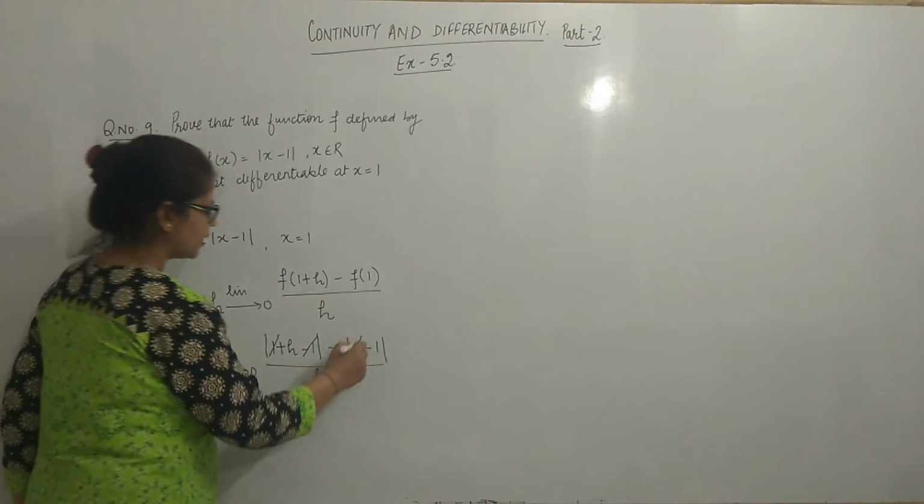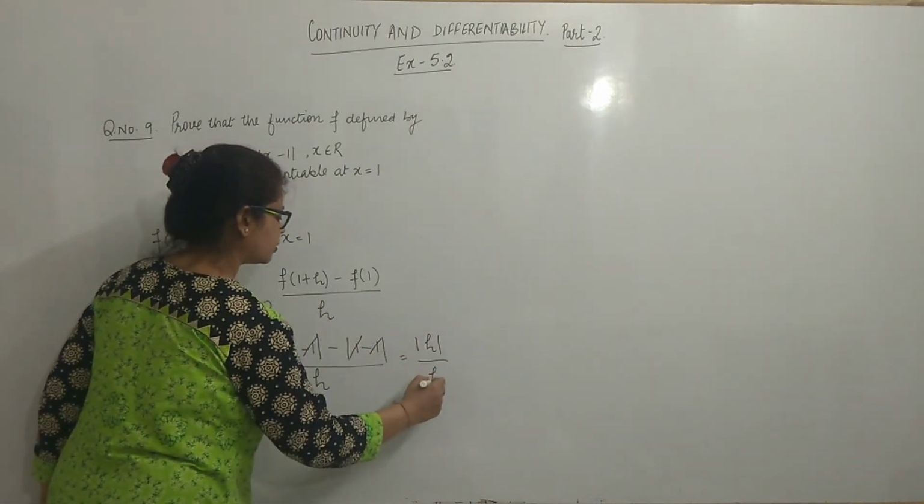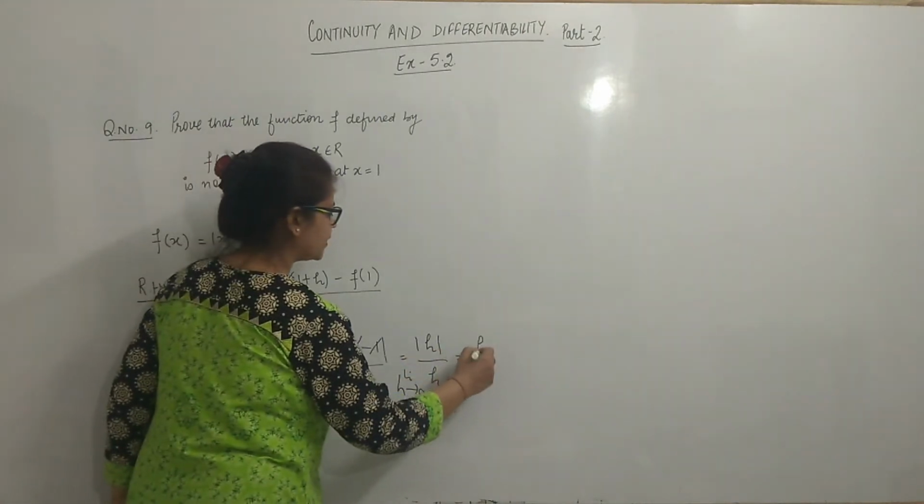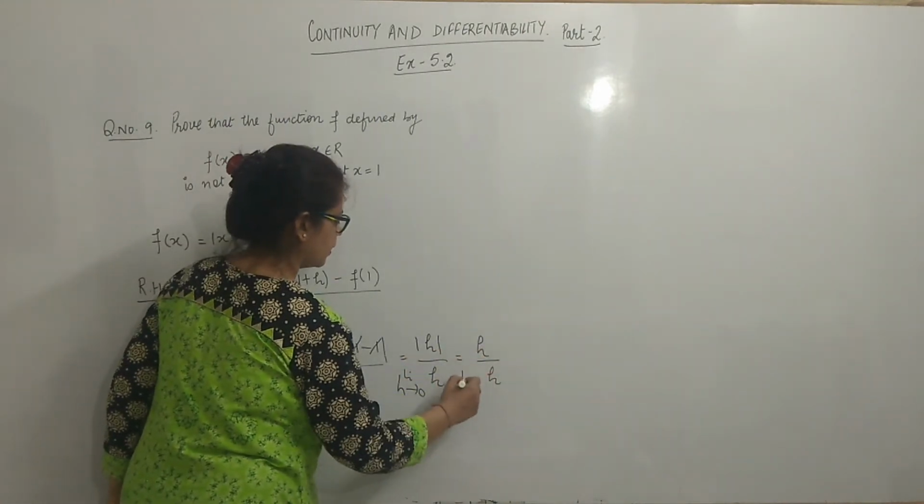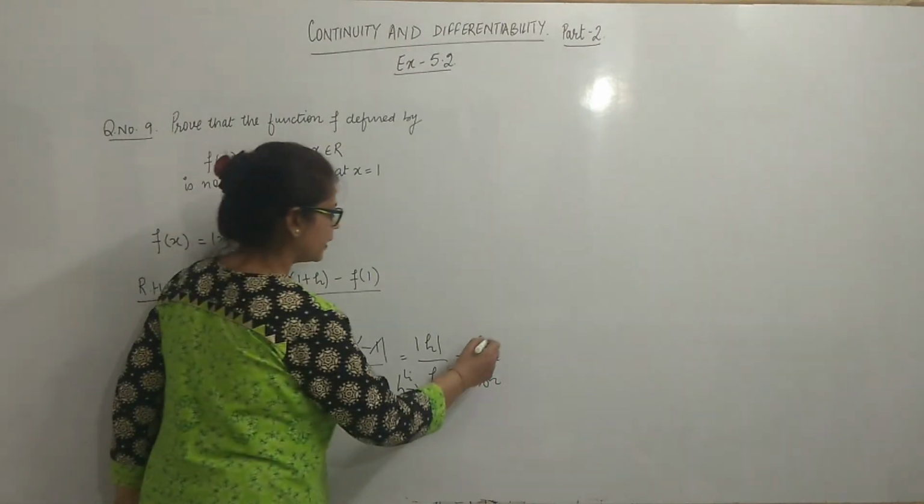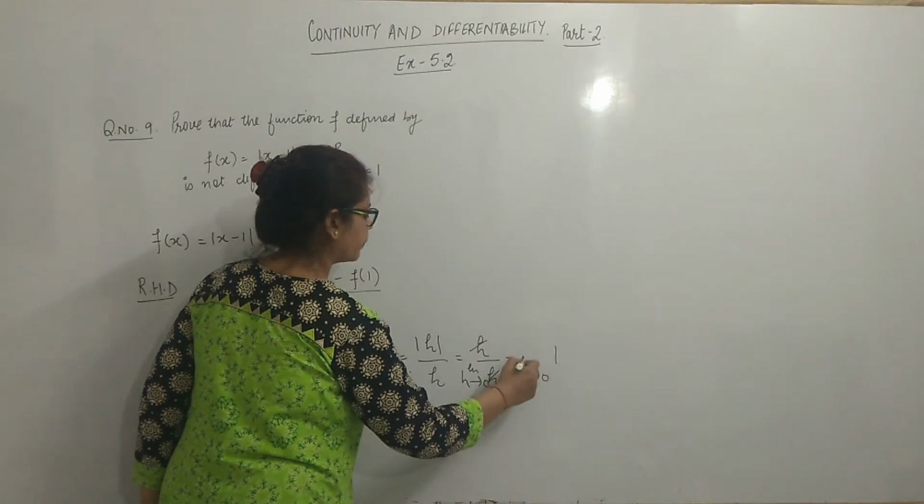1 and minus 1 cancel out, okay? Mod h upon h, h approaches to 0 limit. You know, mod h is h. अभी हम लिमिट नहीं लेंगे जब तक हम पूरा सॉल्व नहीं कर लेंगे. Cancel h and h. 1, h approaches to 0.